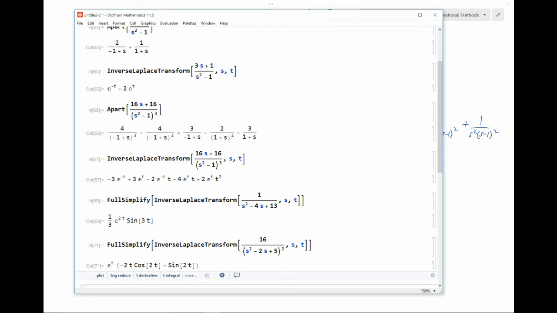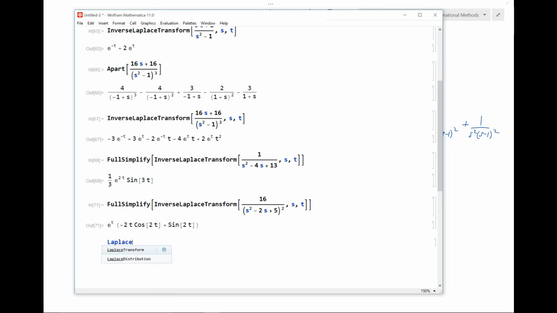The last thing that we did was solving the initial value problem. And we had y double prime minus 2 y prime plus y. That was equal to e to the minus t plus sine t plus t.